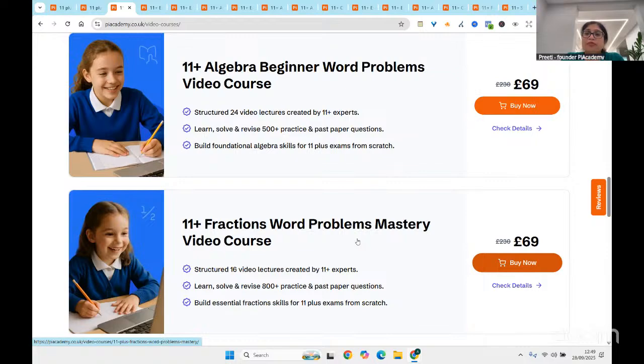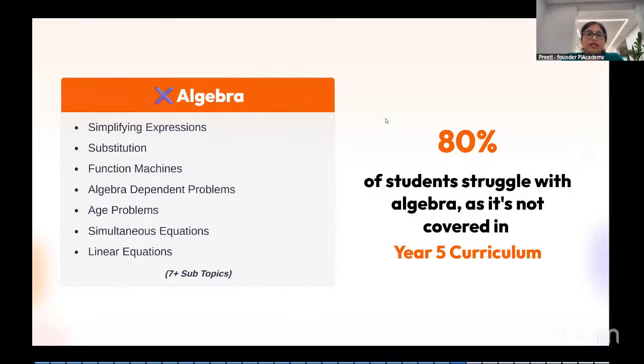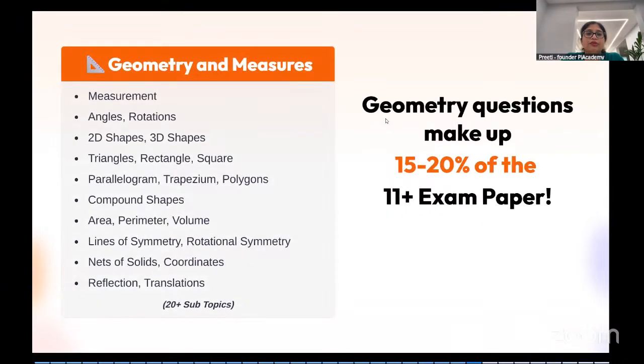Coming back to our syllabus topic, we covered the algebra and the topics within algebra. Again, like I said, geometry questions make up around 15 to 20% of the 11 plus exam paper. So do not leave it to the last minute. Make sure that you are practicing geometry and measures questions topic-wise.